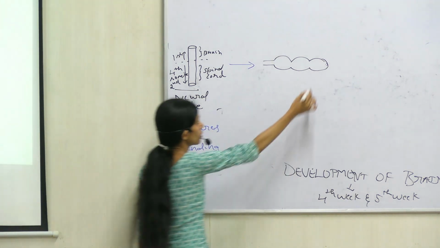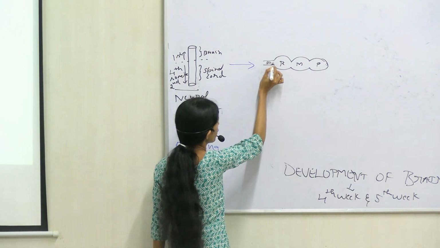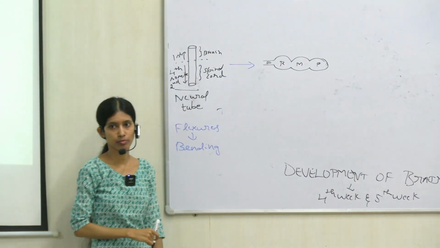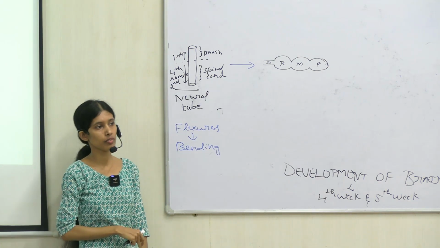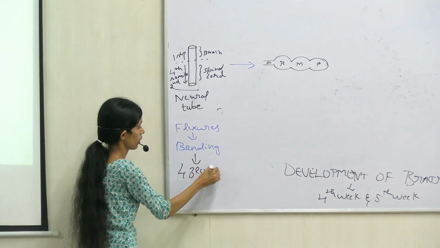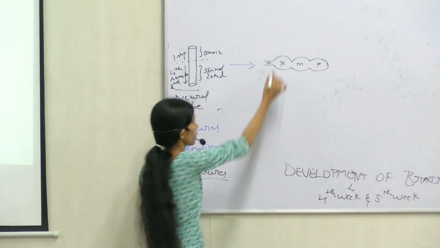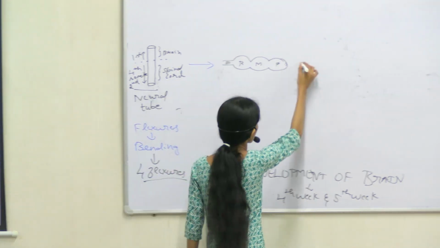Okay, this will be your prosencephalon, mesencephalon, rhombencephalon and spinal cord part. In this development we can totally see the 4 flexures. The very first flexure takes place at this region. This is how it will look.